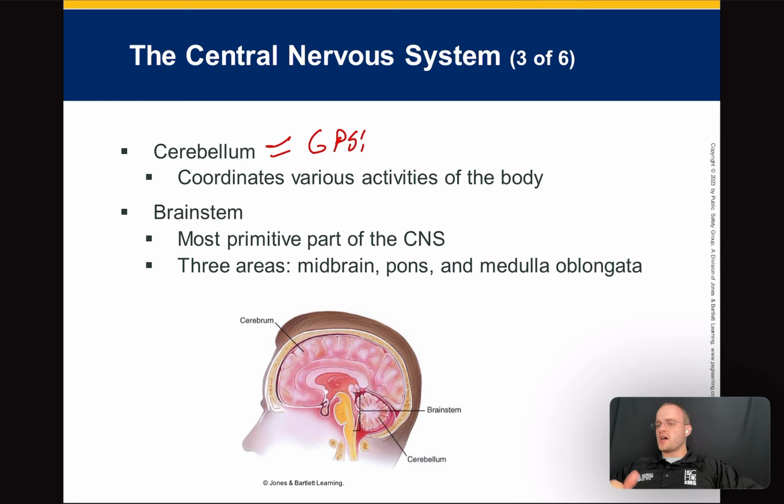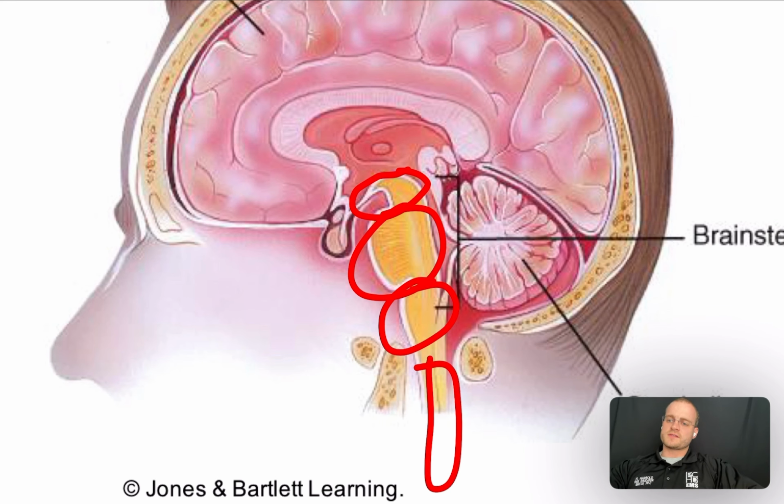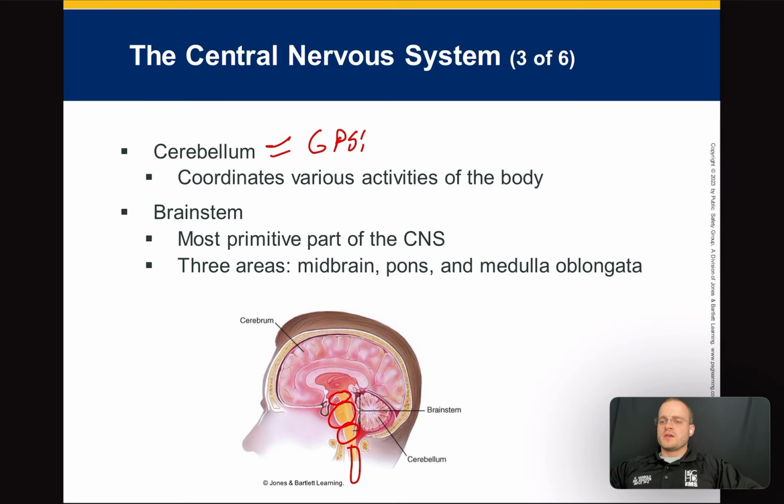Now, the brainstem, we talked about this. There's three different areas of the brainstem. I'll draw them for you. This is the midbrain. This is the pons, and this is the medulla, and this is the spinal cord, okay? Now, there's a lot of stuff happening in there, but again, the brainstem is important for life.